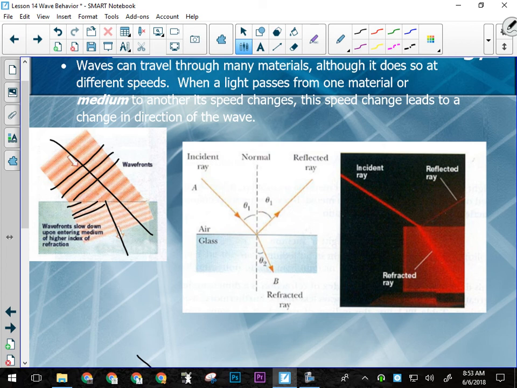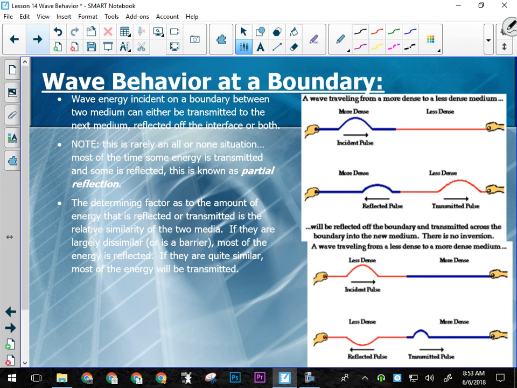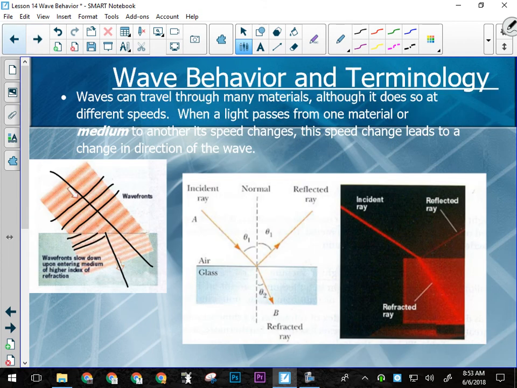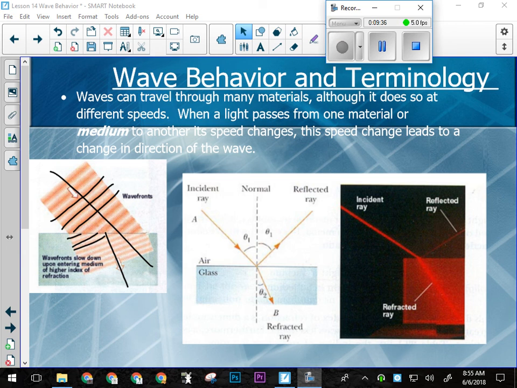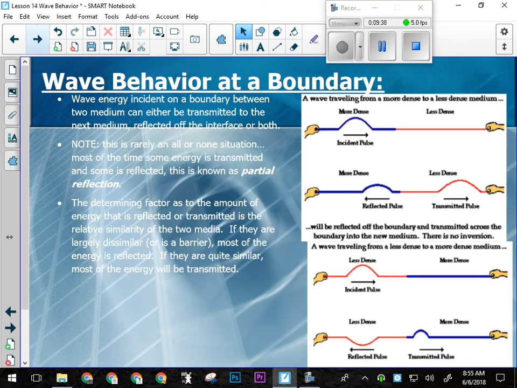Okay, so the big thing to remember here is that waves can travel through lots of materials, but when they travel into another medium, their speed and wavelength will change, and that can change things like the direction of the wave. All right, so what I'm going to show you here is what that looks like. We're going to look first at one-dimensional waves.